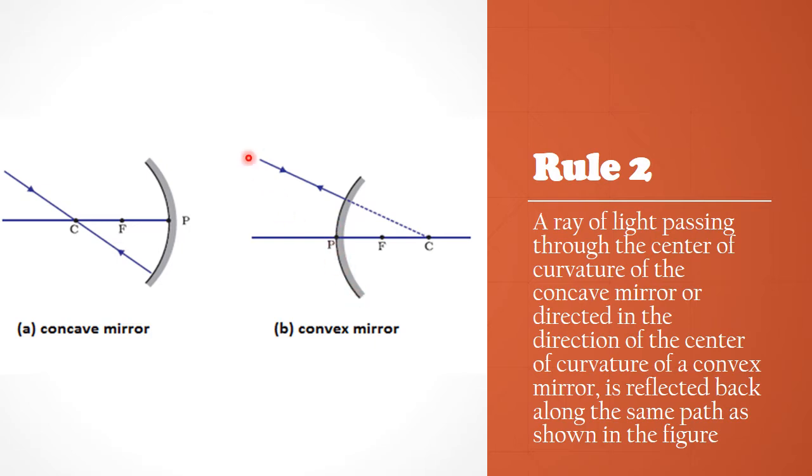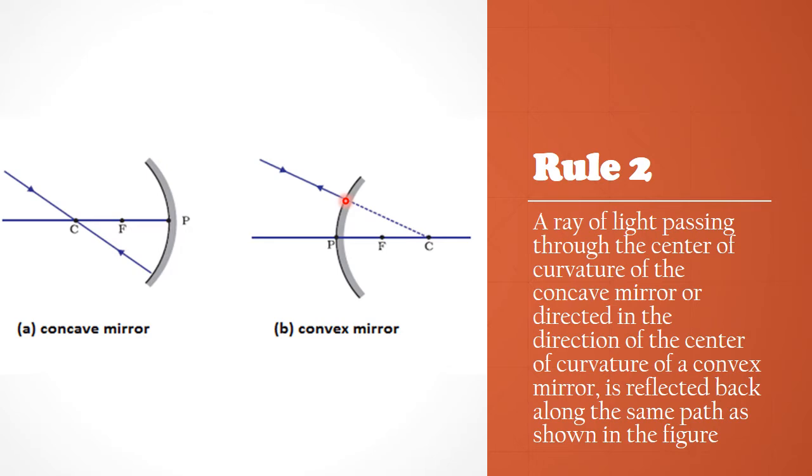So when an incident light is directed towards the center of curvature, as you can see, this arrow denotes the direction of the incident light. The light is moving towards the center of curvature, but it is not actually going and intersecting, or passing through, the center of curvature. It is directed towards the center of curvature. Fine. So when a light is directed towards the center of curvature, it strikes the mirror.